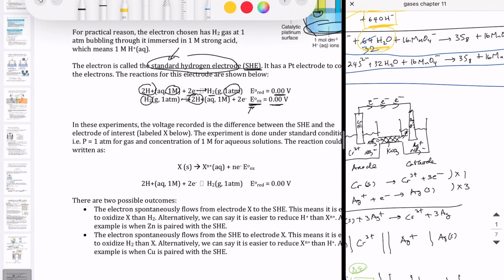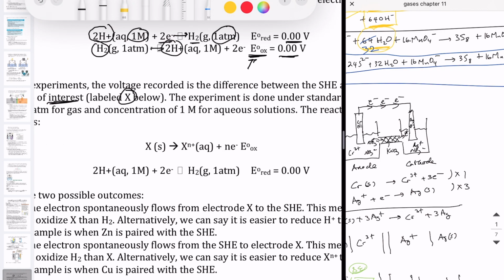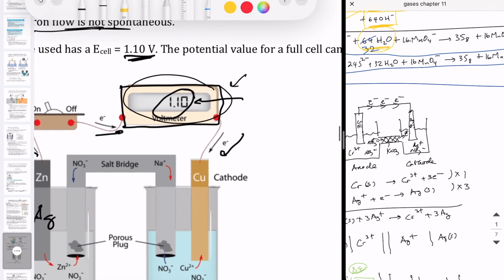Okay, now, how do I use this thing? I'm going to take this and combine it with the electrode of interest. Let's call it X in this case. So I'm going to run a redox reaction, where either X is oxidized and my standard hydrogen electrode is reduced, or vice versa. And then I'm going to look at the voltage that shows up here.